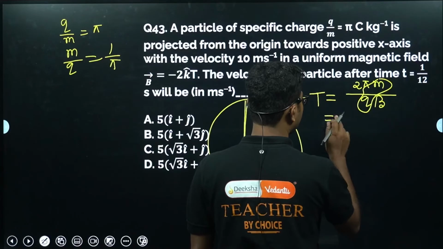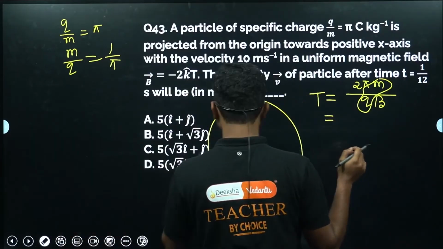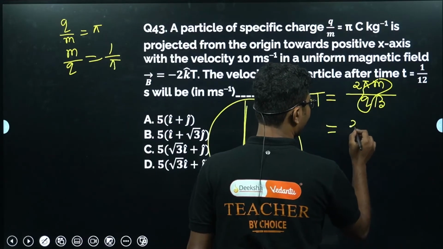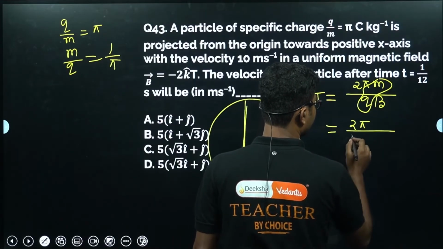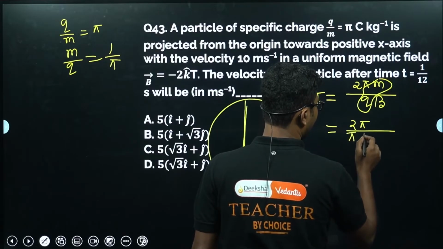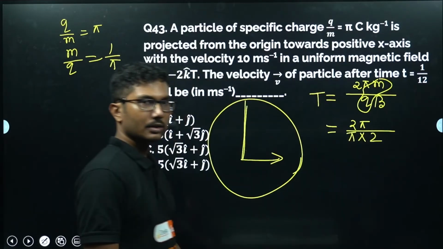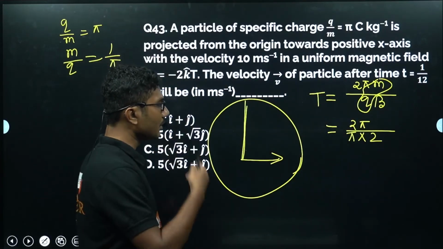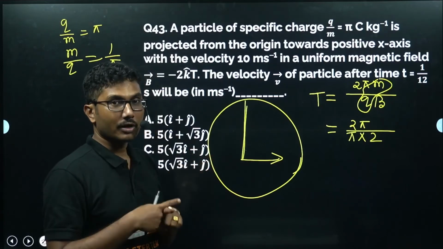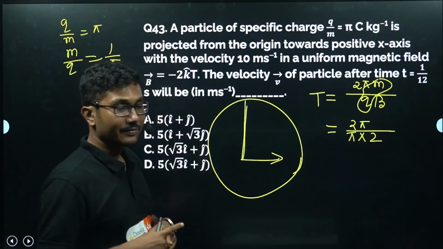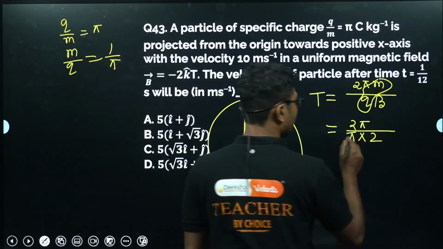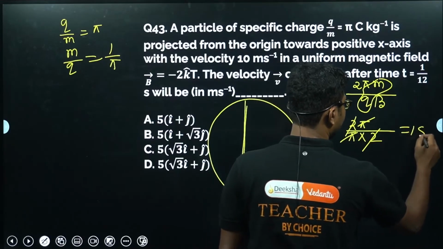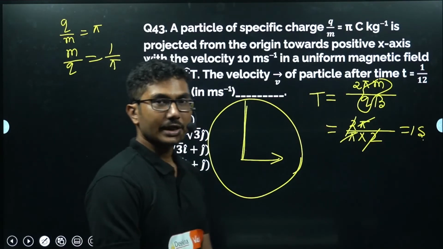So, we can write this as 2 pi divided by pi times 2, right? B is given, magnitude of B is 2. The direction does not matter, since the velocity and the magnetic field are perpendicular, it will move in a circular motion. That is the only thing important. So, pi cancels, 2 cancels. So, 1 second. So, the time period of the motion in this case is 1 second.